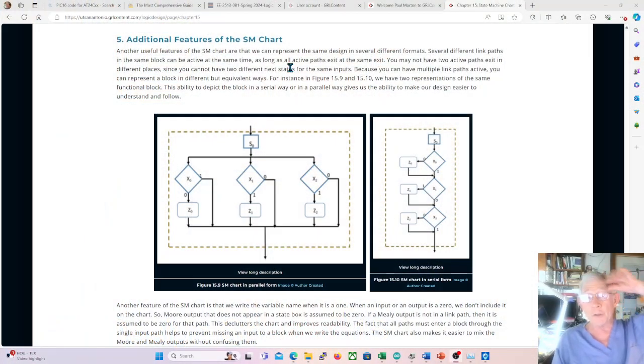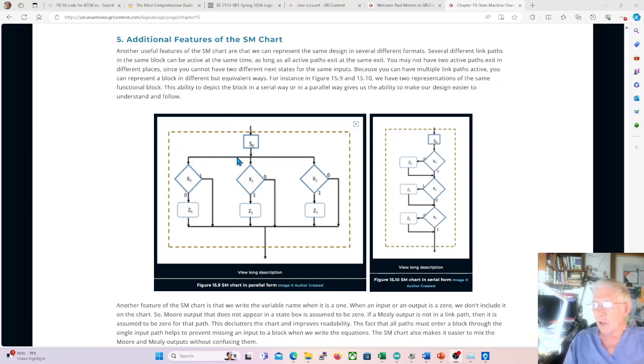I wanted to talk about some additional features of state machine charts that make them useful. It doesn't change your outcome or your solutions. But notice here, we have one chart that looks like this, a single block, and then another single block that looks like this. But they're entirely equivalent. At first brush, this looks impossible. But remember, I said you can have more than one link path active at the same time as long as they exit the same point.